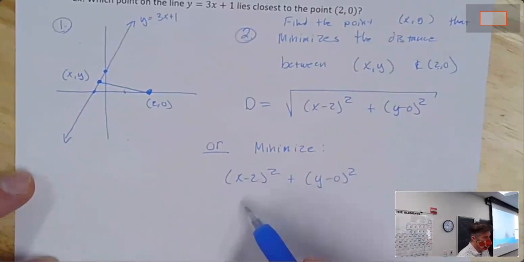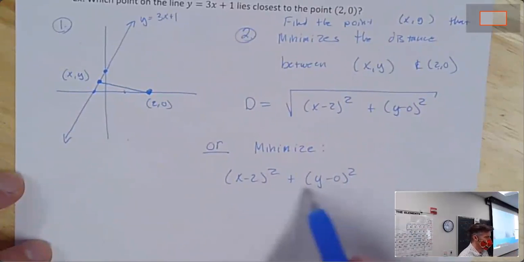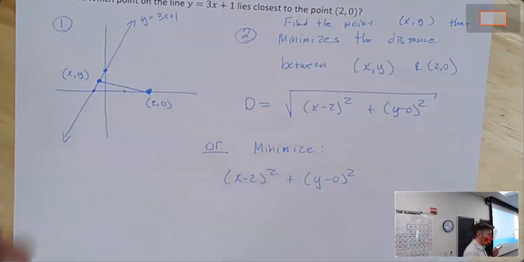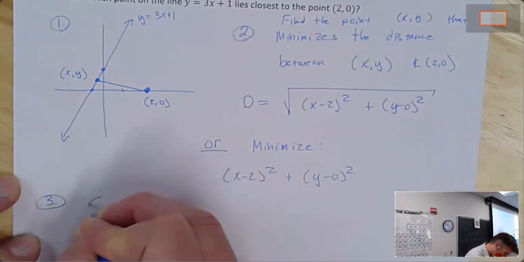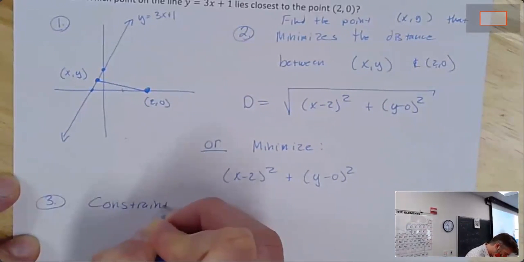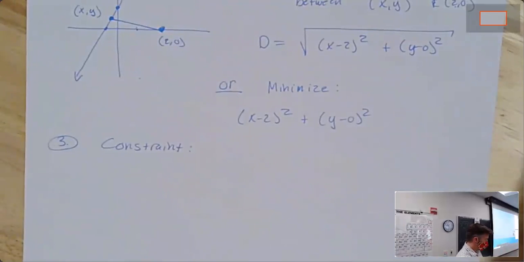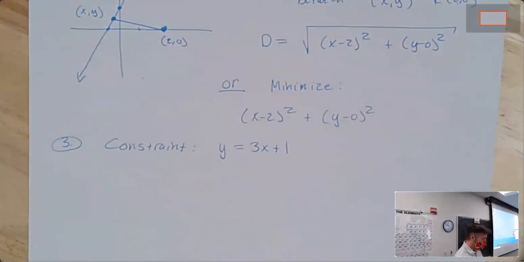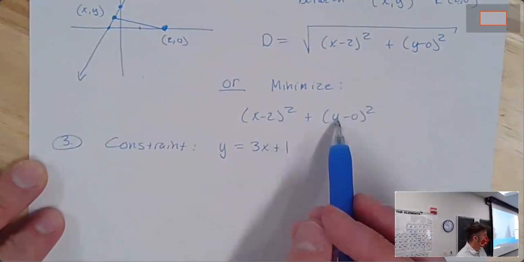So we want to minimize that, but now we're back in this thing where we have more variables than we want. Again, an x and a y. I don't know how to draw that parabola. It's not a parabola yet. I needed a constraint. And the constraint here, like the previous problem, is that that point x, y has to be on the line. We're trying to find the point on the line that is closest to this other point 2, 0. So our constraint is y equal to 3x plus 1. And we're just going to substitute that in for y.